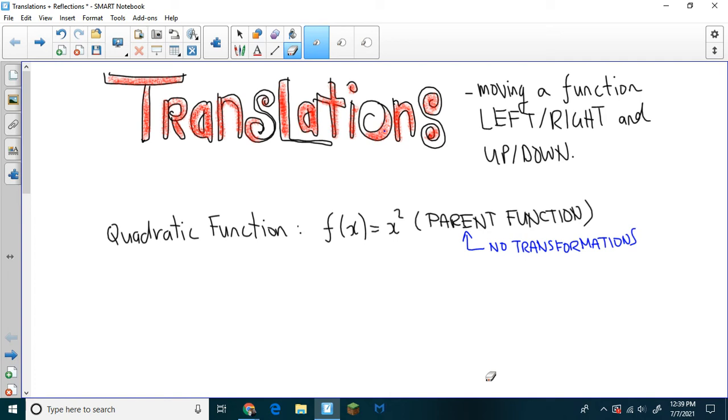All right, so today we're going to talk about moving the functions that you were introduced to yesterday.